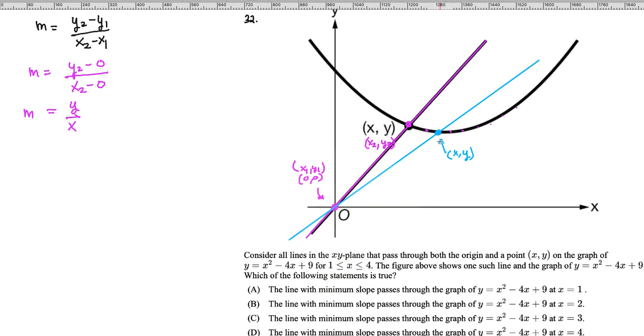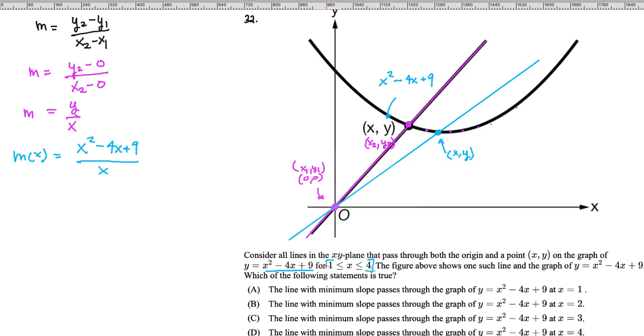And basically what you need to notice is that for all of these points, x comma y, whatever x is, y is in the form of x squared minus 4x plus 9. And now I have a function for my slope in terms of x. Because instead of writing y, I write x squared minus 4x plus 9 over x. And I want to minimize this function. I want to find out what value is going to minimize this function on this interval.